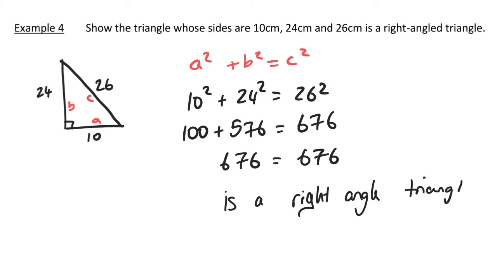Had we got down to something that said 676 equals 690, well, that clearly is not true, so therefore it wouldn't have been a right angle triangle because Pythagoras theorem didn't hold, and Pythagoras theorem only applies to right angle triangles. So if we're showing that a triangle is a right angle triangle, we use Pythagoras theorem and it should work, so we get something that equals itself, which we know to be true. If it works out to be something different, then that implies that it's not a right angle triangle.